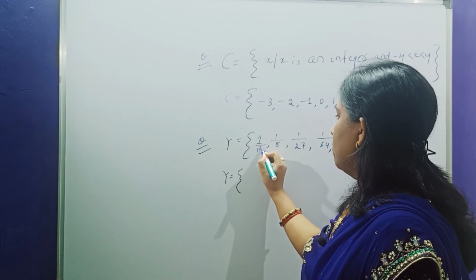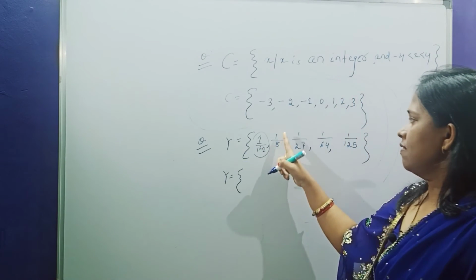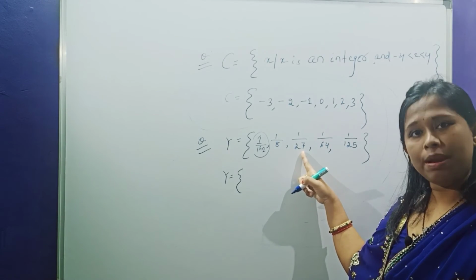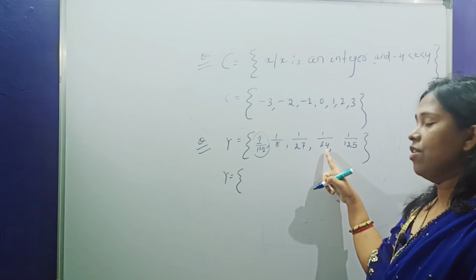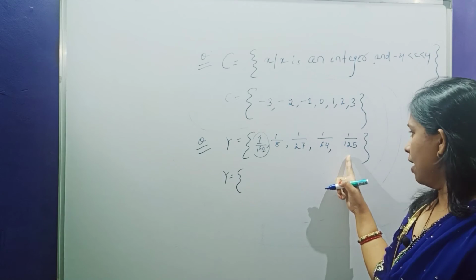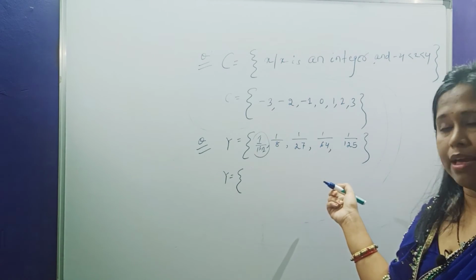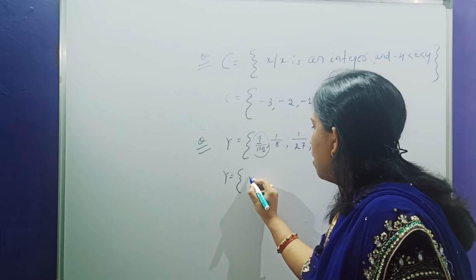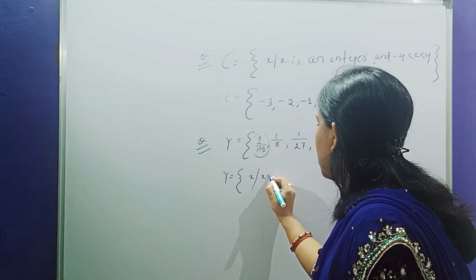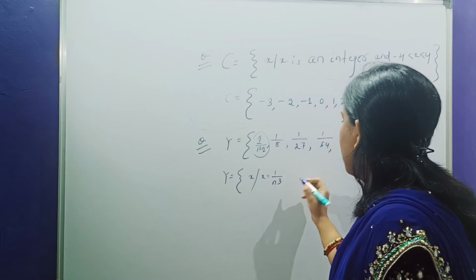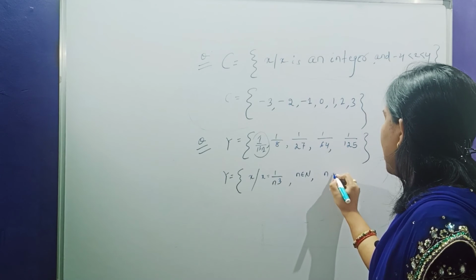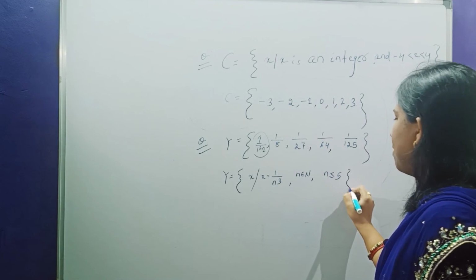1 by 1 cube, that is 1. 1 by 1 is 1. This is 1 by 2 cube, 1 by 8, 1 by 3 cube, 1 by 27, 1 by 4 cube, 1 by 64, 1 by 5 cube, that is 1 by 125. So I can now write x such that x is equal to 1 by n cube, where n belongs to the set of natural numbers and n less than or equal to 5.